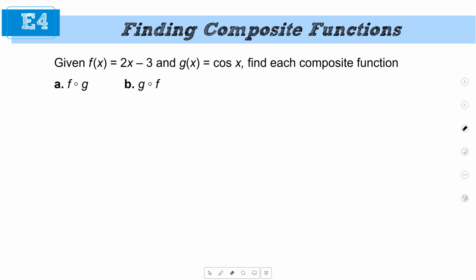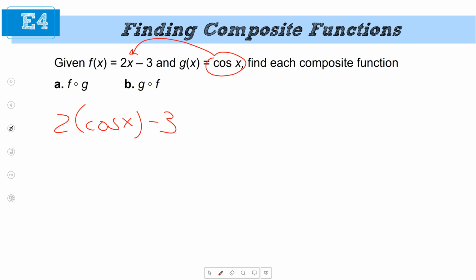Okay. So, Nikolai, what's f of g? Substitute g in for x. So 2 cosine x minus 3. Outstanding. Assuming he's correct, is he correct? Yep. Well done.